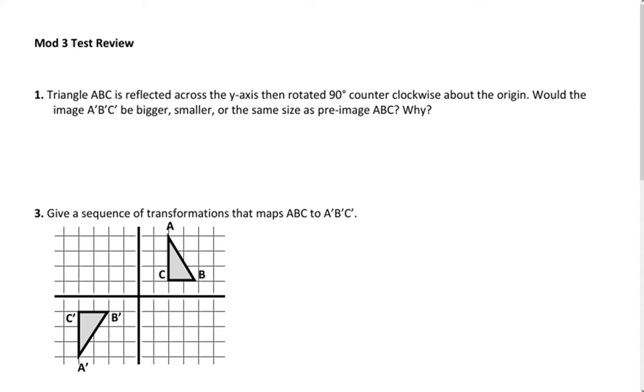Triangle ABC is reflected across the y-axis, then rotated 90 degrees counterclockwise about the origin. Would the image A prime, B prime, C prime be bigger, smaller, or the same size as the original?